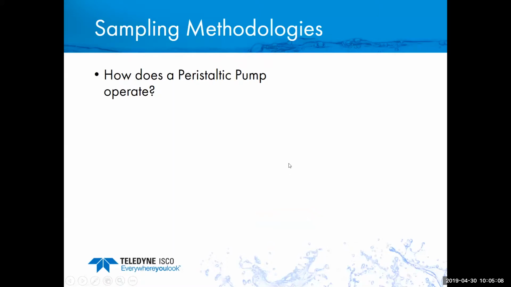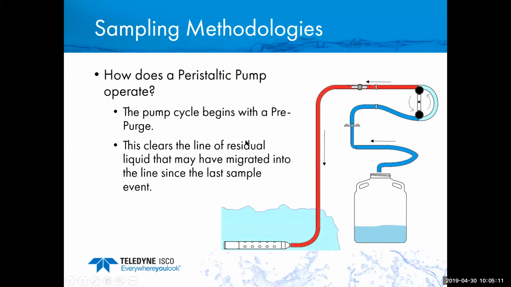How does a peristaltic pump operate? It starts off with a pre-purge cycle. What it does is clear any water that's in the line. Water will probably migrate up the line here, so there will always be a little bit of water in there. The pre-purge runs in a counterclockwise rotation, and it pushes the air out this way and out the strainer, so it's actually blowing bubbles at your source. It clears anything that's in the line. It can also clear debris that's on top of the strainer.